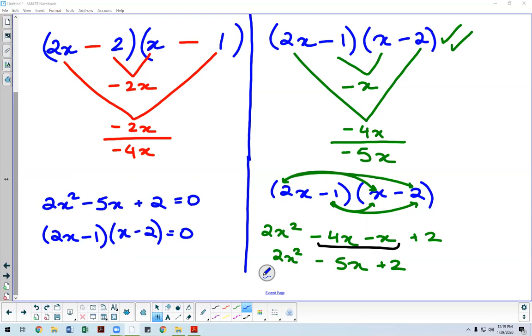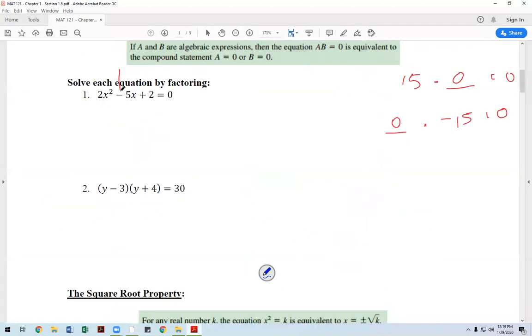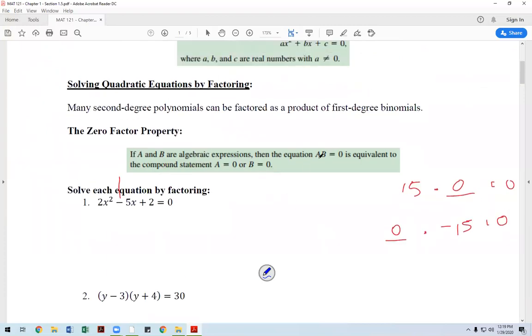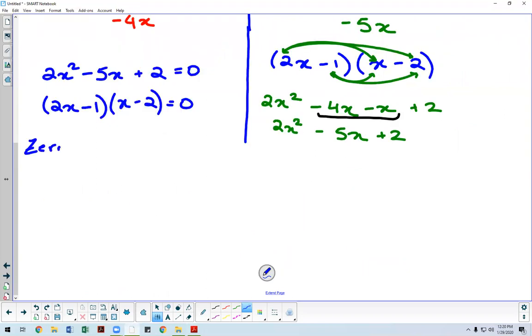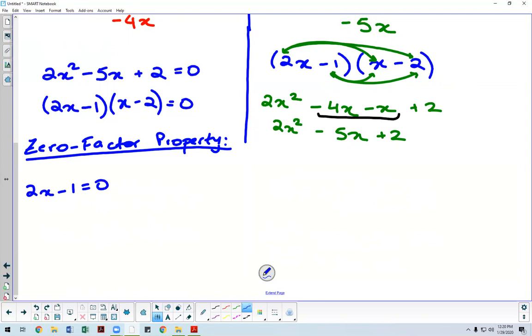Now, this zero factor property comes into play. So now that we have our A and B equal 0, because we got our two factors, you take each one of them, and now you set them equal to 0 to see what answers you come up with. So at this stage, we are ready for that zero factor property. So I take 2x minus 1, set it equal to 0, or I take x minus 2 and set it equal to 0. And you're going to get two answers coming out of these two expressions.